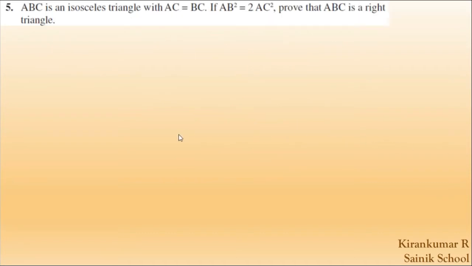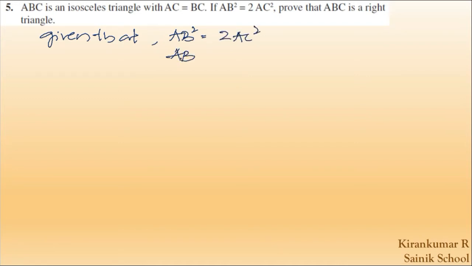Question number 5, it's a converse of the previous question. ABC is an isosceles triangle with AC equal to BC. If AB square is equal to 2 times AC square, prove that ABC is a right angle triangle. So it's given that AB square is 2 times AC square.